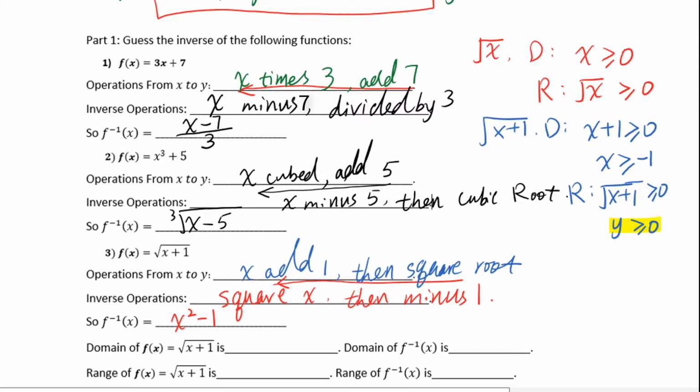Here, domain of f of x equals square root of x plus 1 is x greater than or equal to -1. Range will be y greater than or equal to 0. For the domain and range of inverse function, just switch. This goes to domain x greater than or equal to 0. This goes to range of inverse function y greater than or equal to -1.